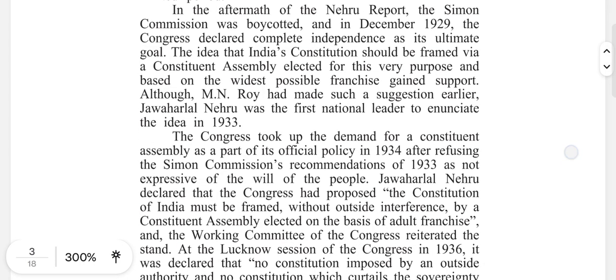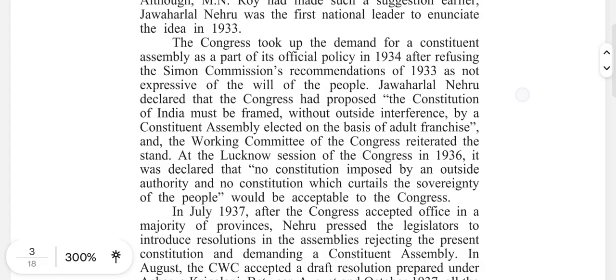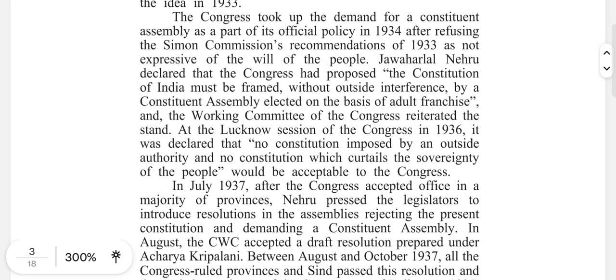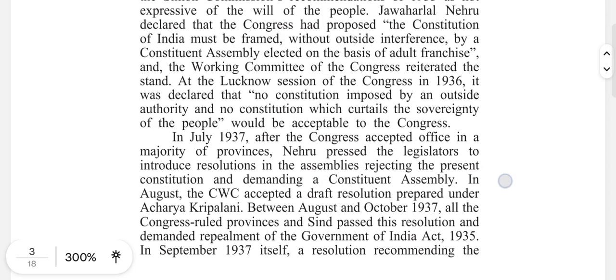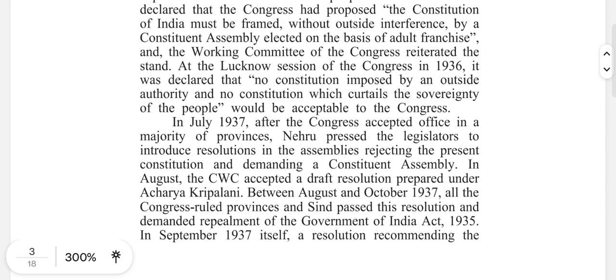In the aftermath of the Nehru Report, the Simon Commission was boycotted, and in December 1929, the Congress declared complete independence as its ultimate goal. The idea that India's constitution should be framed via a Constituent Assembly, elected for this very purpose and based on the widest possible franchise, gained support.